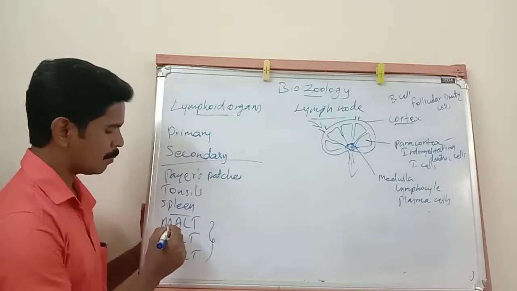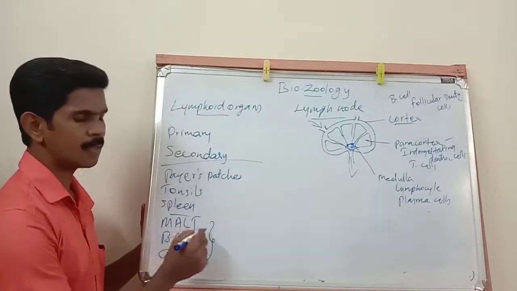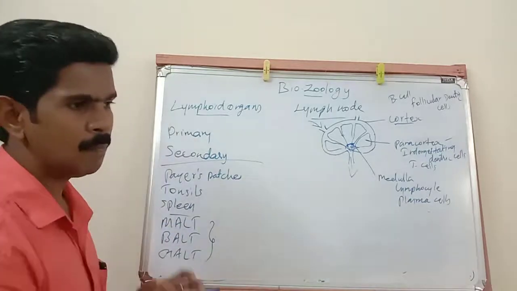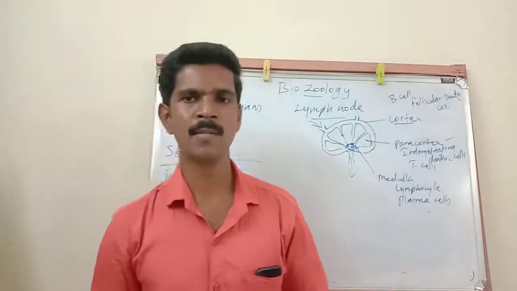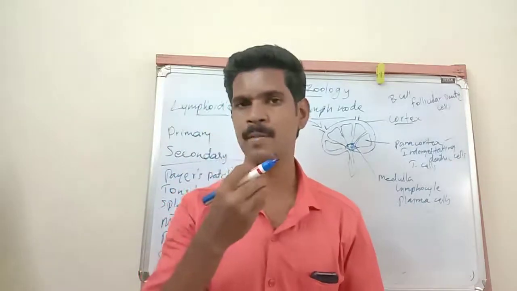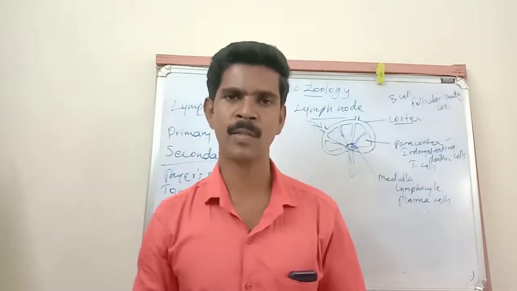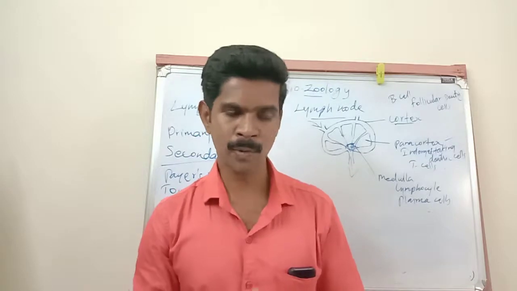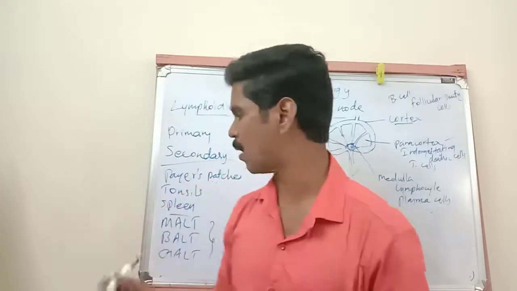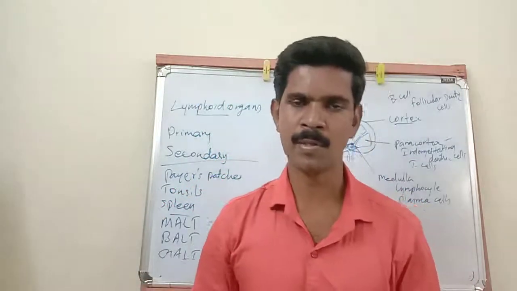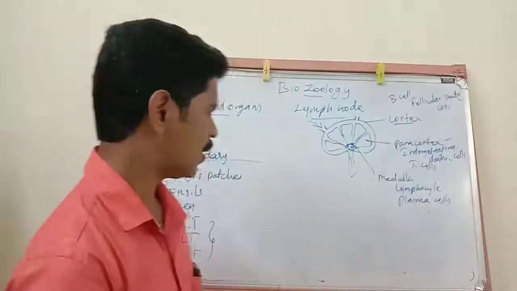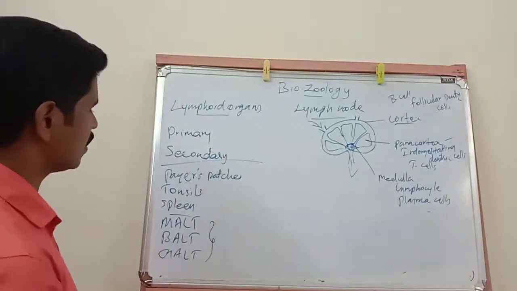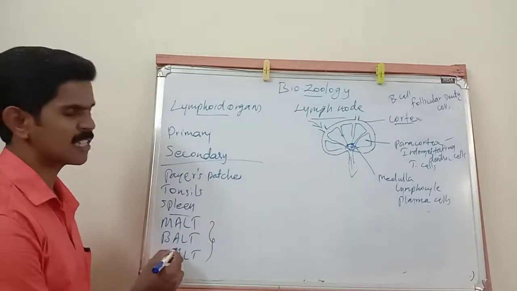Here MALT means mucosa associated lymphoid tissue. Some lymphoid tissues are present in the mucous lining or mucous membrane of our digestive system, respiratory system and also the urinogenital system. These lymphoid tissues are together called MALT. And suppose a lymphoid tissue is present in the respiratory system.